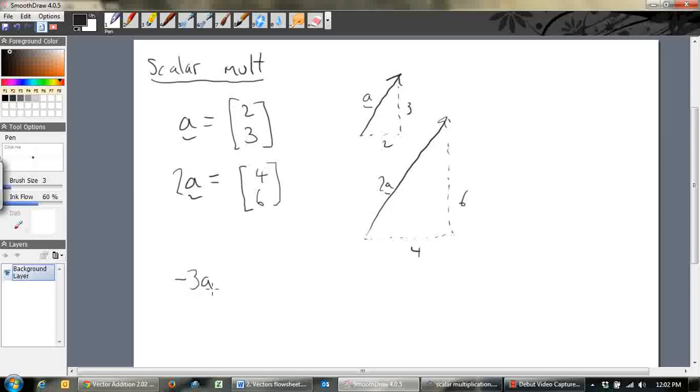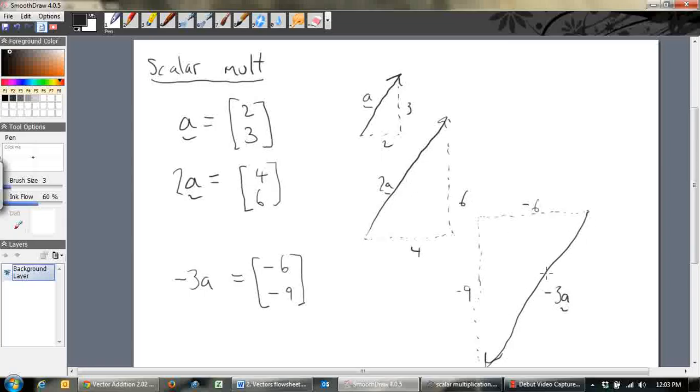So negative 3A will be equal to, if we multiply everything inside here by negative 3, you get negative 6, and 3 times negative 3 is negative 9. And so what happens is you get this, I'll start from up here. We go across negative 6, and then it's going to go down negative 9, so down in this direction, something like that. And that'll be negative 3A. So it's gone across negative 6, down negative 9.